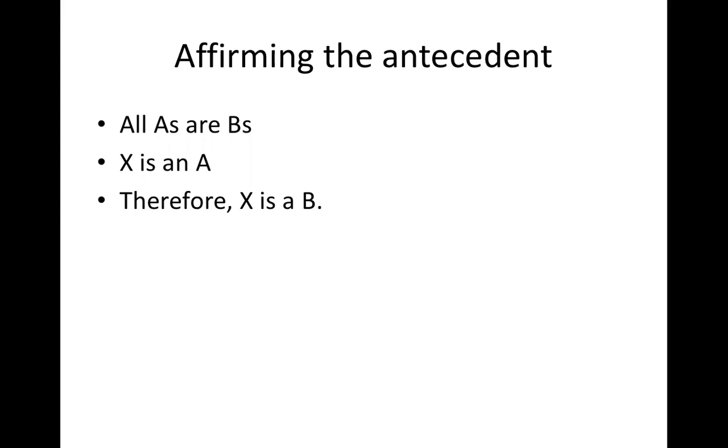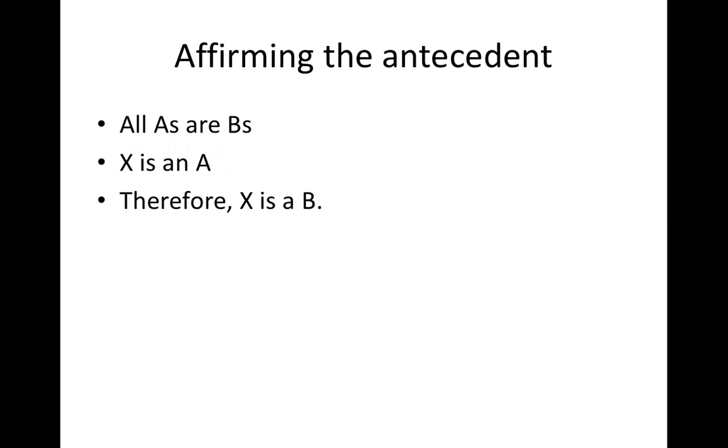Normally, you don't say it is the antecedent of the major premise. You just say it is the antecedent of the argument. So the second premise is saying something about the antecedent. And the second premise is affirming the antecedent. It is telling you that X is an A. So it affirms the antecedent. Because of that, we'll say that the whole argument is affirming the antecedent.